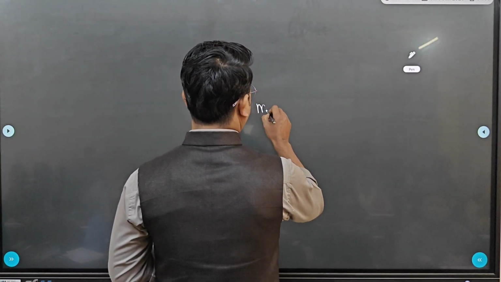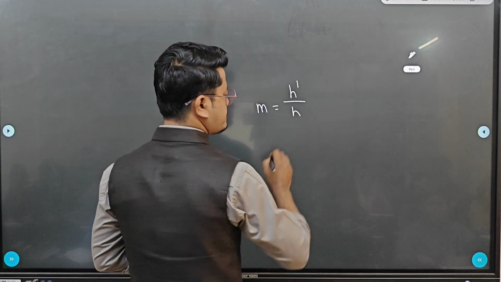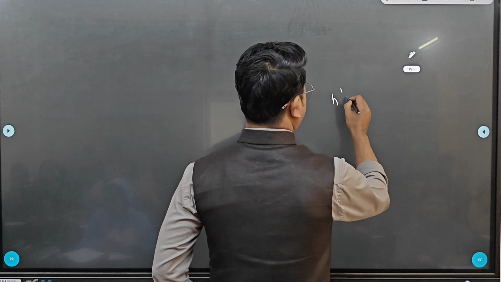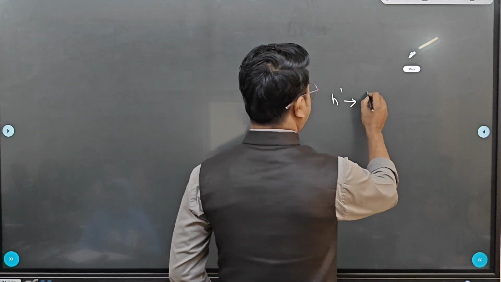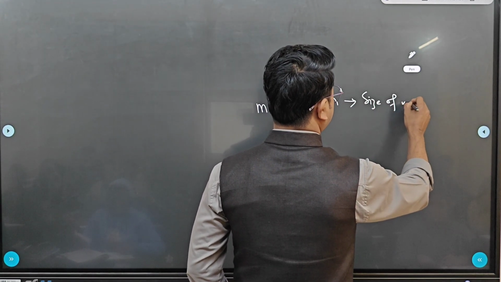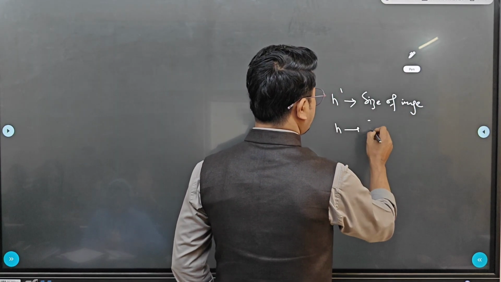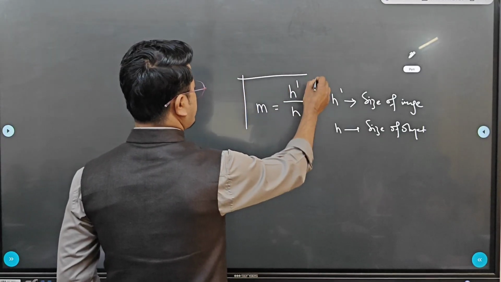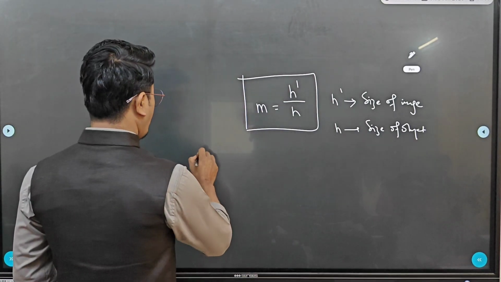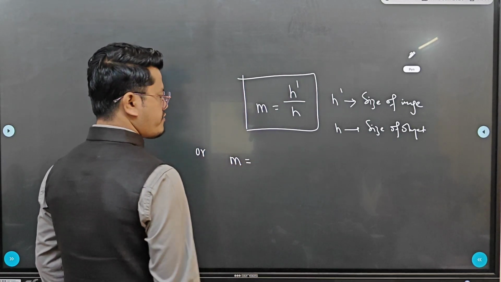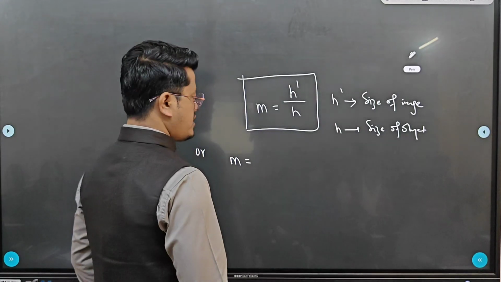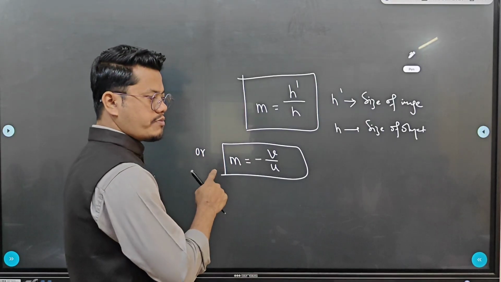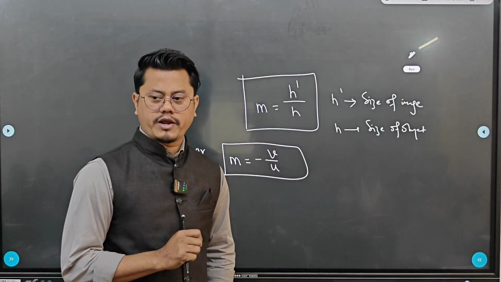So what is magnification, by the way? I can write H prime by H. What is H prime? Size of image. I already gave you in case of mirror also. H prime is size of image. And what is H? Size of object. Got it or not? This is in terms of the size of image and object. Or we can also write magnification in terms of image distance and object distance. Magnification is given by minus V by U. Got it? In case of mirror also we got M is equal to minus V by U.